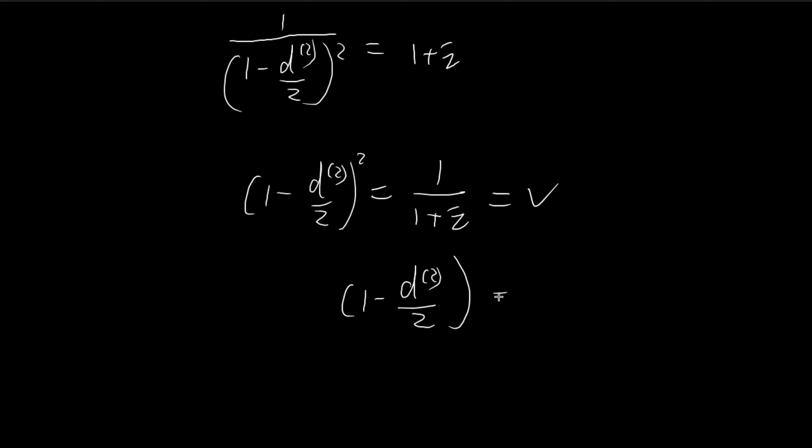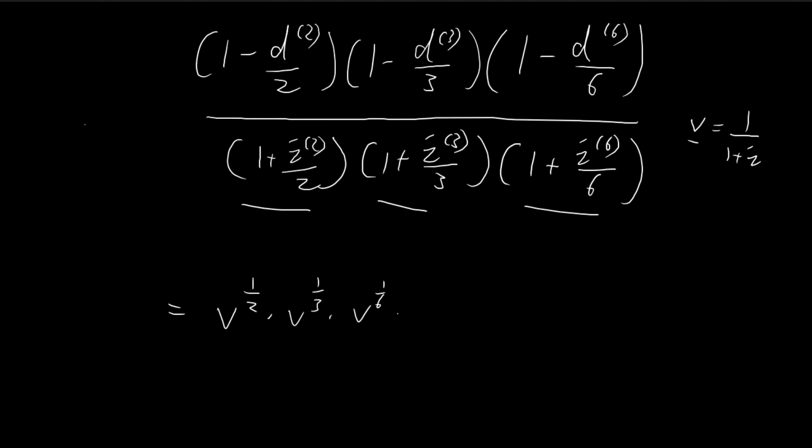And just like last time, we get 1 minus d(2) over 2 is equal to v to the power of 1/2. And then once again, it's almost identical to what we've done in the bottom. This term is equal to v to the power of 1/2, and by the same reasoning that I've done here, this is equal to v to the power of 1/3 and v to the power of 1/6. So this 1/3 corresponds to this term, 1/6 corresponds to this term.